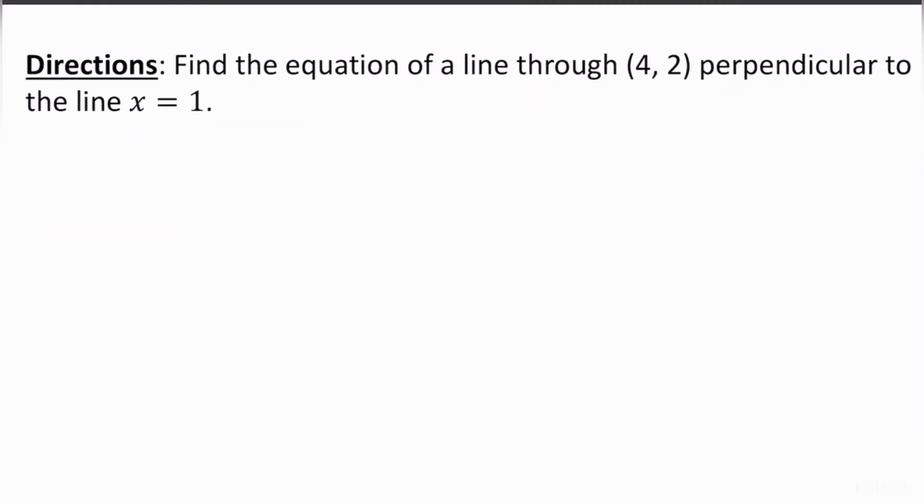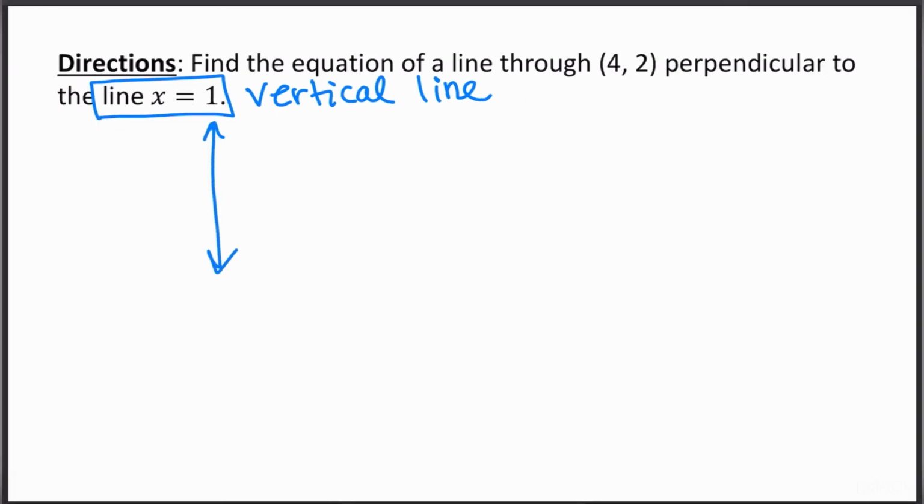Okay, this one is a great problem. Directions: find the equation of a line through the point (4, 2) that is perpendicular to the line x equals 1. You need to understand that the line x equals 1 is a vertical line. So here the equation x equals 1 again means that I have a vertical line. Vertical lines go up and down.